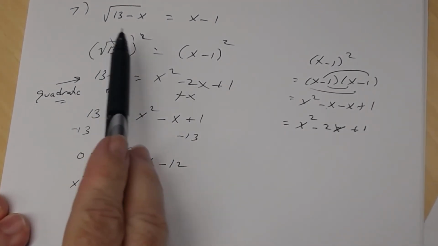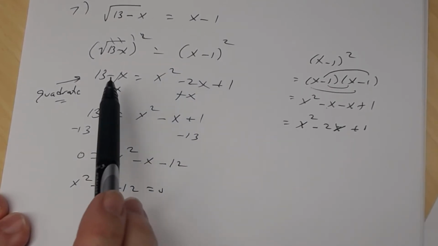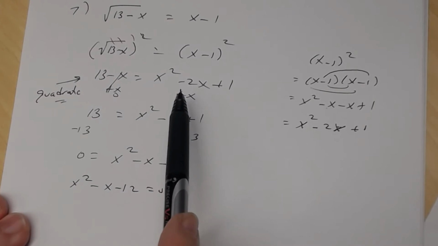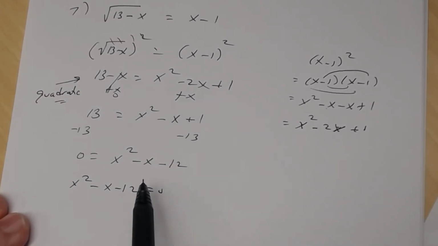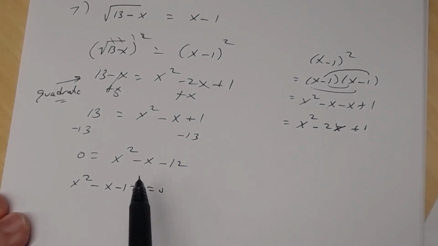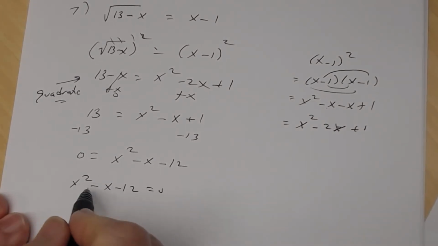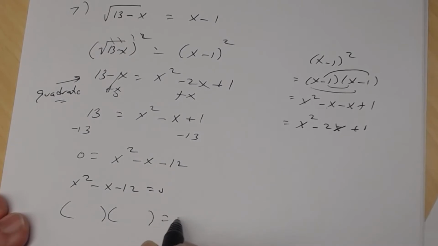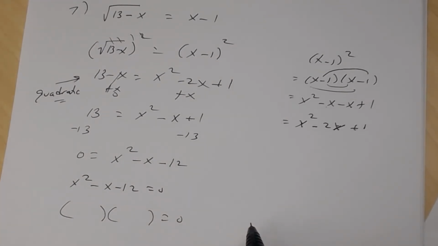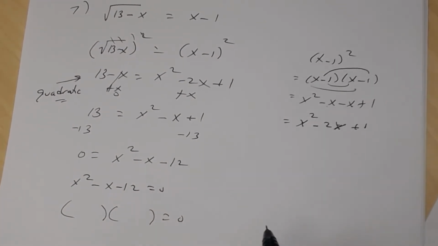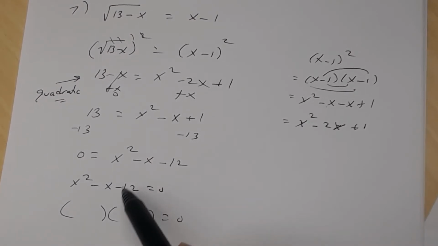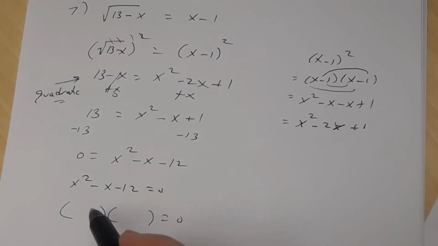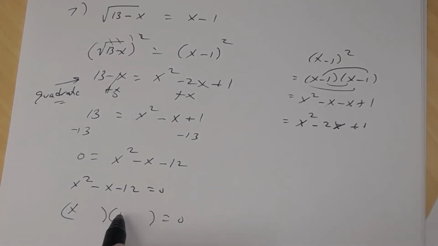Again, notice I went from a radical equation to a quadratic equation, and I'm solving this quadratic equation. Now this quadratic equation is in standard form, and I put it in descending order. So I'm going to factor. Remember, the ones that we're going to do here will be factorable. The one in your test or final will be factorable as well.